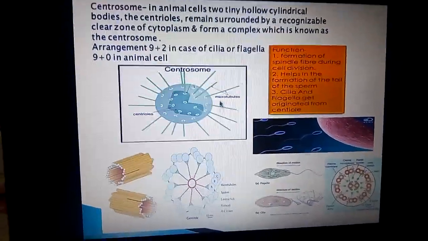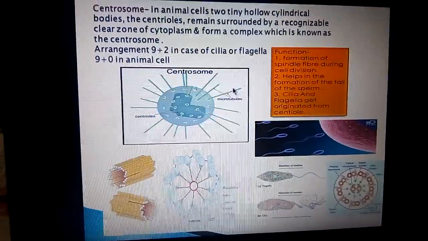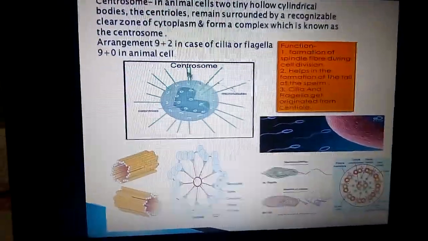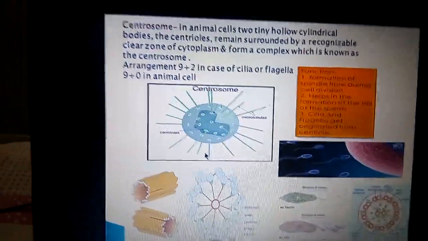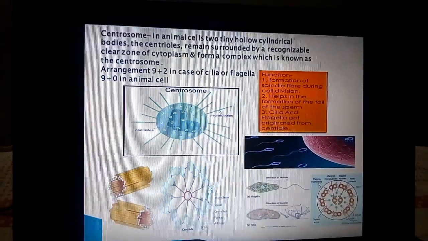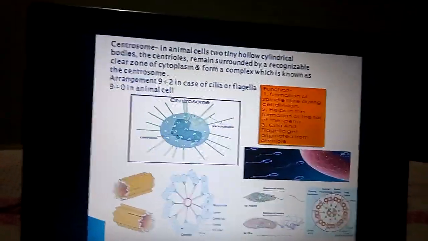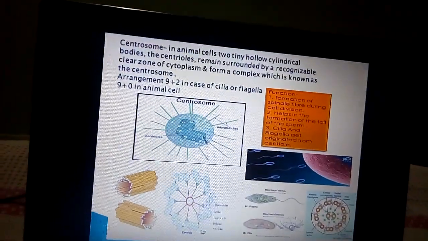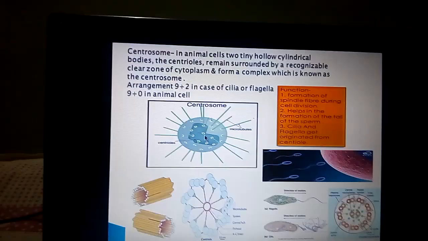Centrosome is located adjacent to the nucleus and it is a membraneless organelle. Now let us know about the ultrastructure of centrosome. This is the diagram of centrosome.